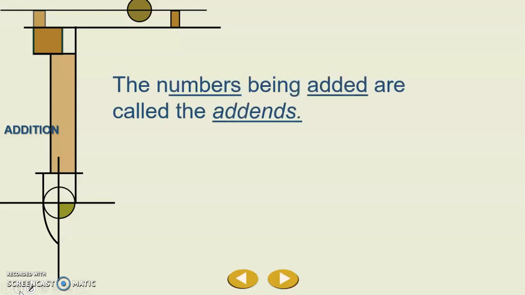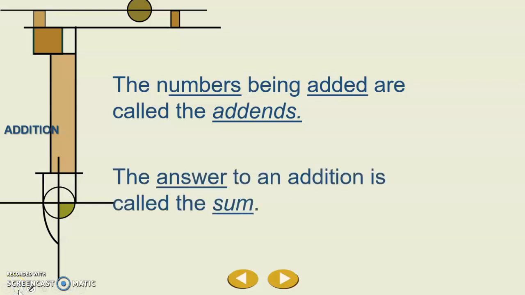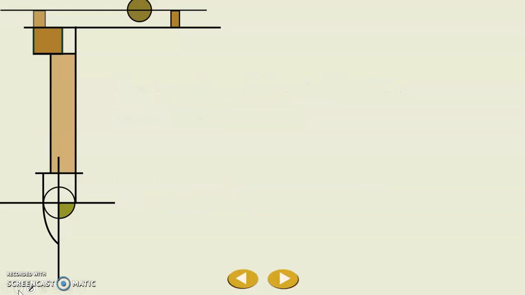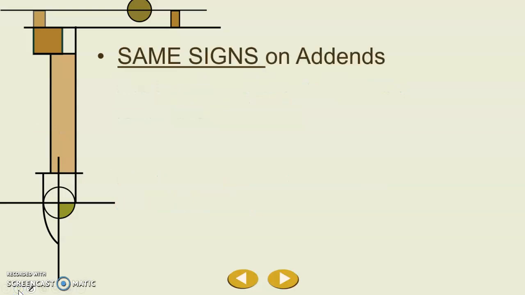All right, let's talk about adding very quickly, about adding add-ins that may or may not have the same sign. We saw earlier that the numbers being added are called the add-ins, and the answer to an addition problem is called the sum. So we've got some steps here, or some processes that we can remember to help us when adding. So you may want to put these in the steps section of your journal.